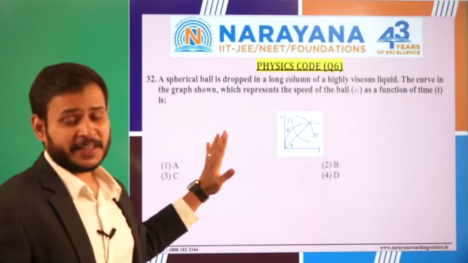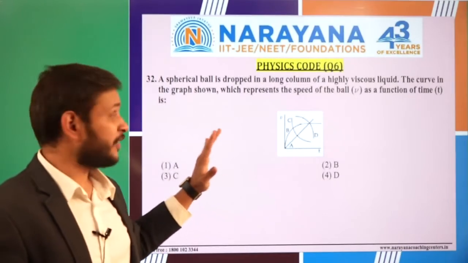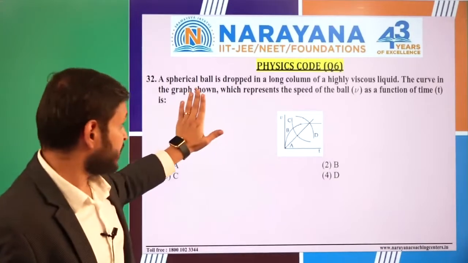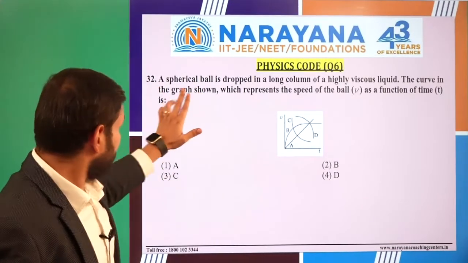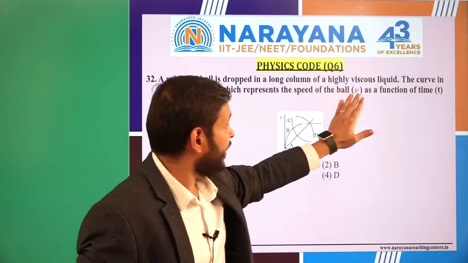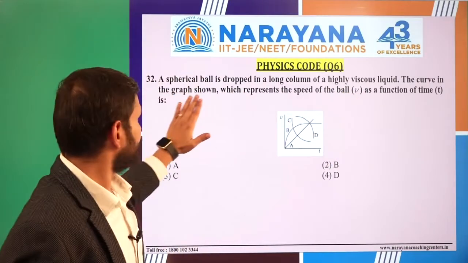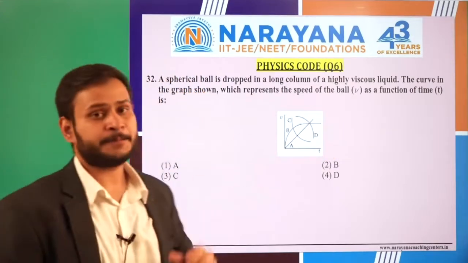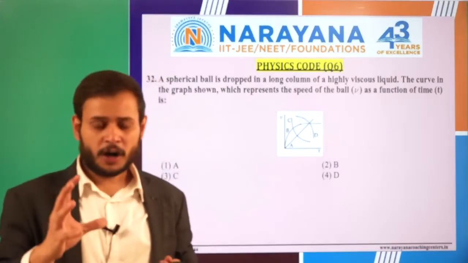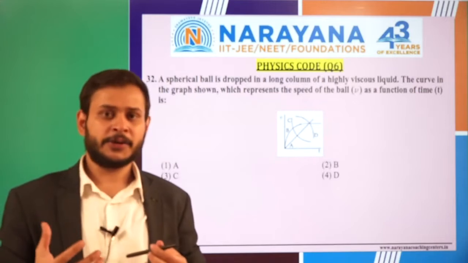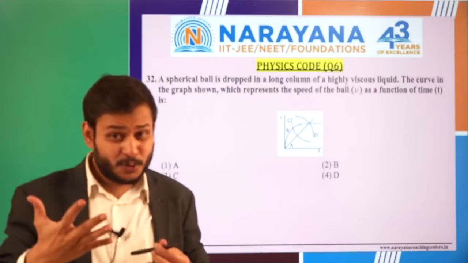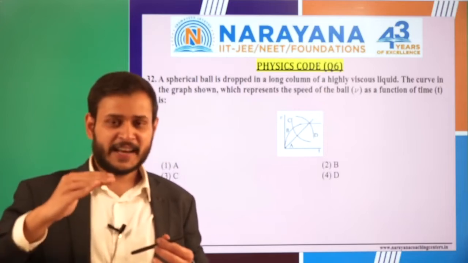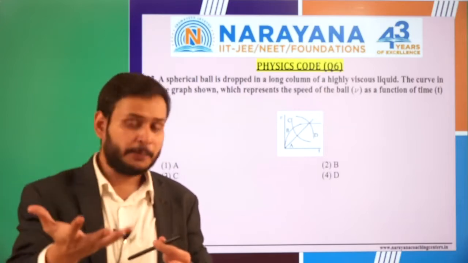This question is basically from the fluid mechanics, and specifically if we say from the viscous part where we discuss about the viscous forces, and specifically this is about the Stokes law. A spherical ball is dropped in a long column of highly viscous liquid. The curve in the graph shown which represents the speed of the ball as a function of time t is. Now, as we know, whenever we drop a spherical ball in a viscous liquid, right, there will be a drag force based on the Stokes law. So here the velocity initially increases and after some time it will attain a terminal velocity.